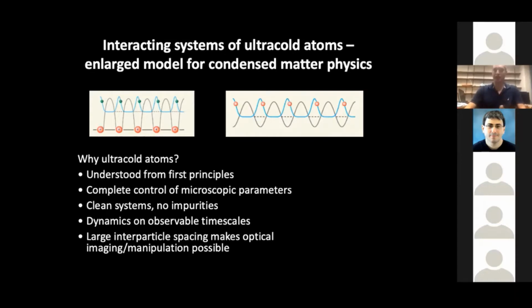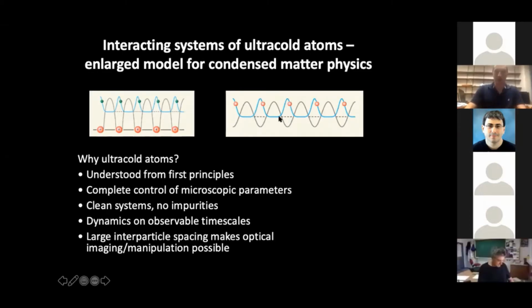Sorry, can I interrupt? Can I ask a question? What's the blue curve and what's the red curve? This blue curve here? Yeah, what's the blue and what's the red? Oh, and the black, I'm sorry. The black is the lattice potential, which is the light. Yeah, that's the standing wave of the light that we're creating.